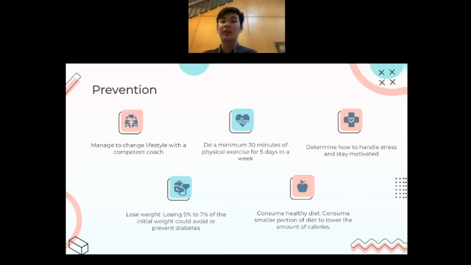There's a CDC prevention program which could avoid or postpone pre-diabetes by changing their lifestyle, such as changing lifestyle with a competent coach, doing a minimum of 30 minutes of physical exercise for 5 days in a week, determining how to handle stress and stay motivated, losing weight, where losing 5 to 7% of the initial weight could avoid or prevent diabetes, and consuming a healthy diet, which means smaller portions to lower the amount of calories.